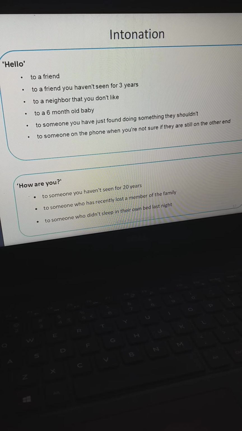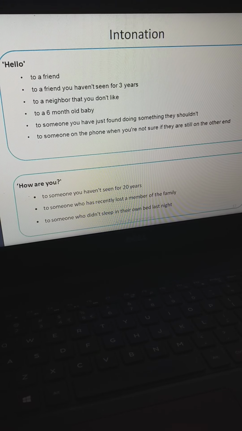Intonation is the way the voice rises and falls, and it gives a different meaning. For example, if I have to say the word hello just to a friend, hello, that's it. To a friend I haven't seen for 3 years, hello. To a neighbor that I don't like, hello. To a 6-month-old baby, hello. To someone who has just done something wrong, hello. To someone on the phone when you are not sure if they're still on the other side, hello, hello.